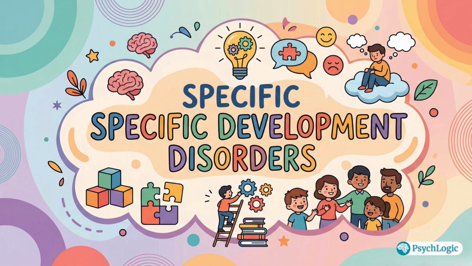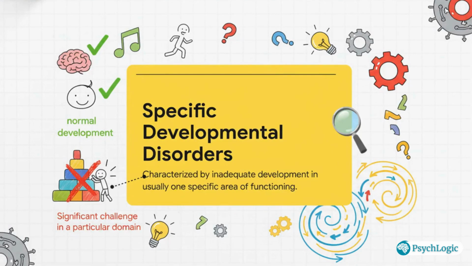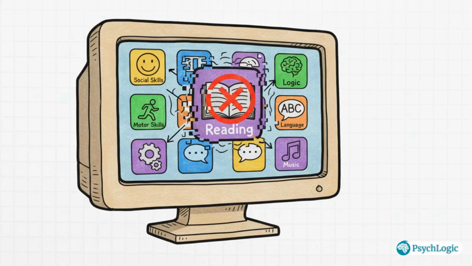All right, let's get into our first major category. These are called specific developmental disorders, and that name pretty much tells you everything you need to know about how they work. The textbook defines these by just how focused they are. We're not talking about a delay across the board here. Instead, it's a significant roadblock in one very particular area, while other parts of a child's development are often chugging along just fine.